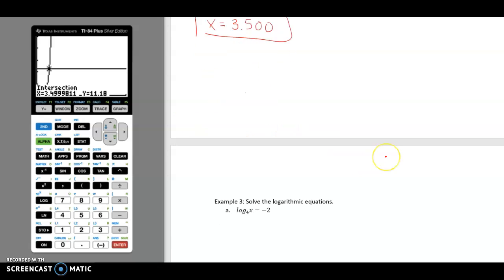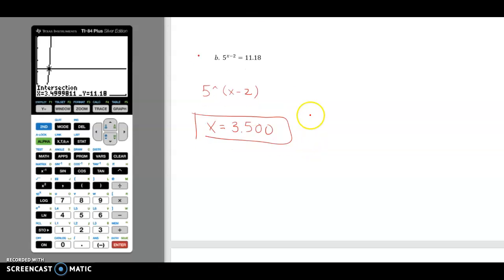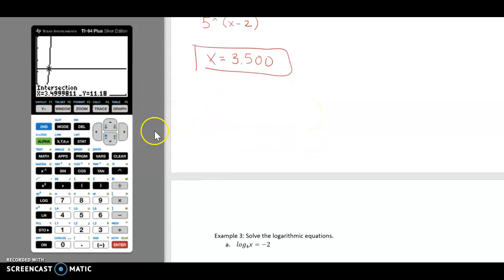And that is it for dealing with exponential equations. I'm going to create another video moving on to logarithmic equations.